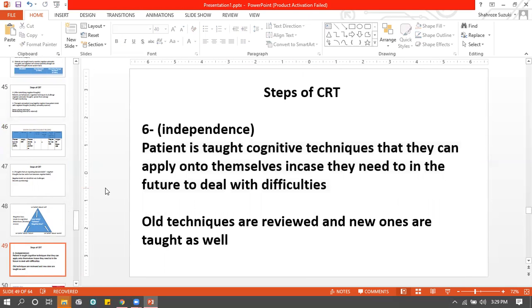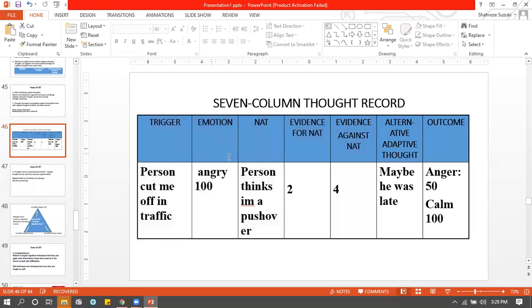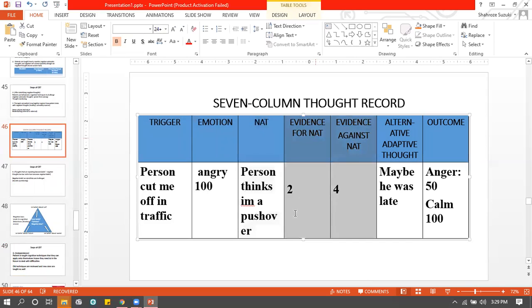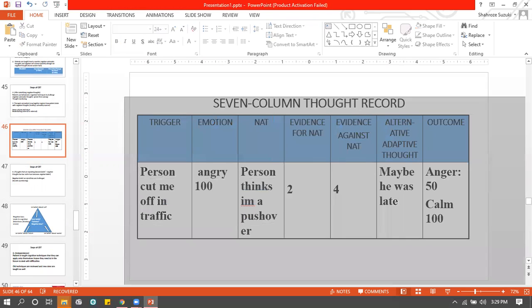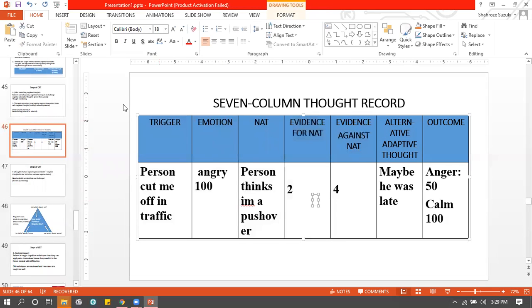So basically, it is free will because you cannot change a person's thought without their own input. Obviously they would have to come up with evidence for and against. They themselves would have to think of alternate thoughts, and this won't happen unless the person is willing. So it's free will. This is given as homework. If a person doesn't do their homework, it won't work. So it is free will.